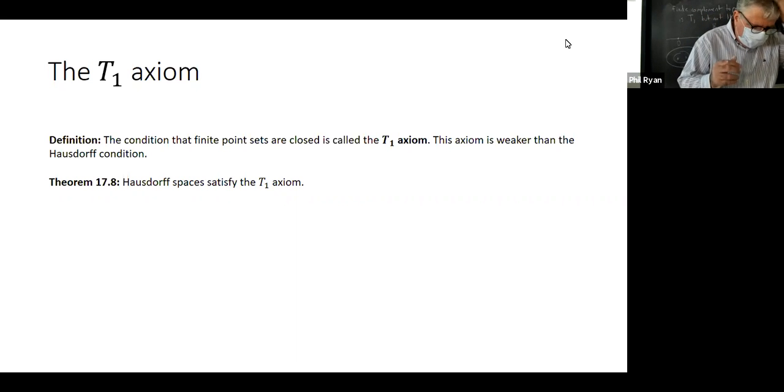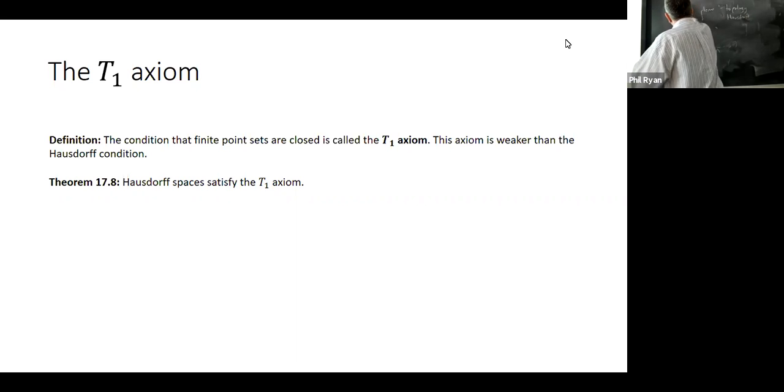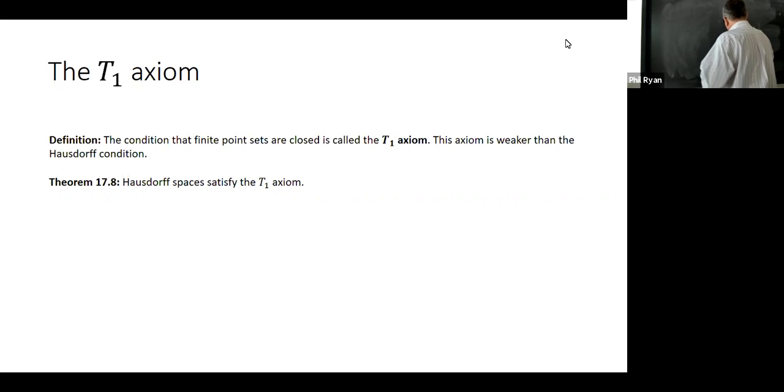Okay, so Hausdorff implies T1. Why is that? It suffices to prove that just singletons are closed, right? Because then a finite union of singletons is going to be a finite set. So what are we going to do? We want to show that Hausdorff implies T1.